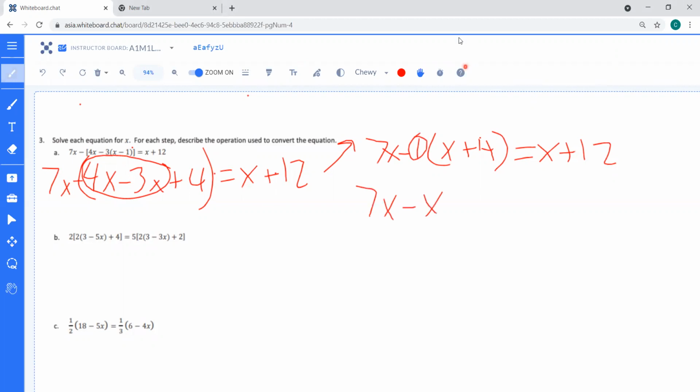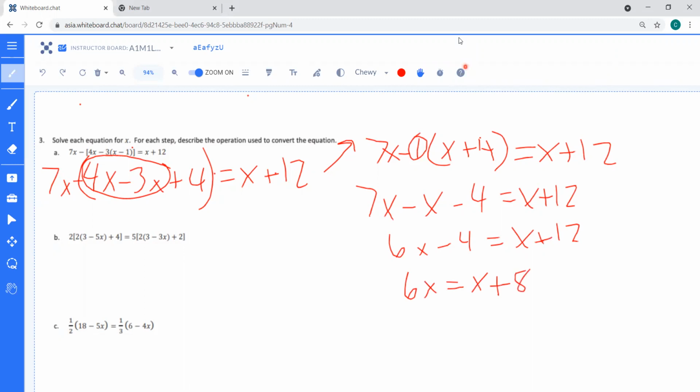7x minus x minus 4 equals x plus 12. That's 6x minus 4 is equal to x plus 12. And now we can add 4 to both sides, and that's 6x is equal to x plus 8. Subtract the x, and we got 5x equals 8. I don't know if I like that or not. Nope, I don't like that because Mr. Anderson didn't do it correctly.